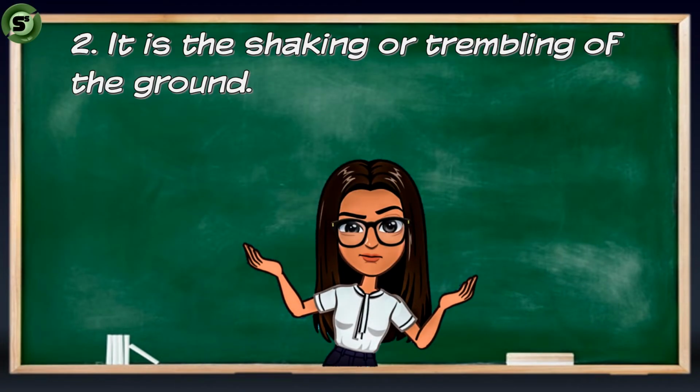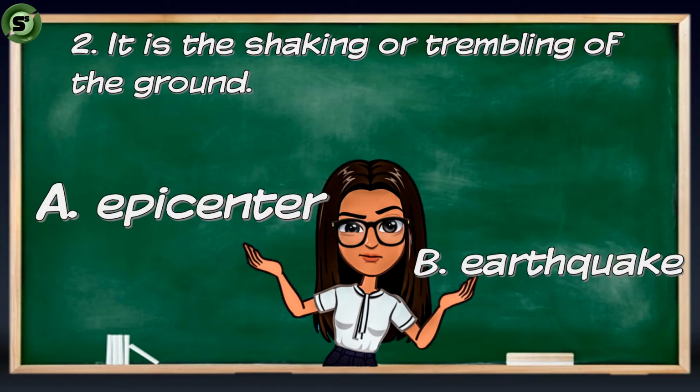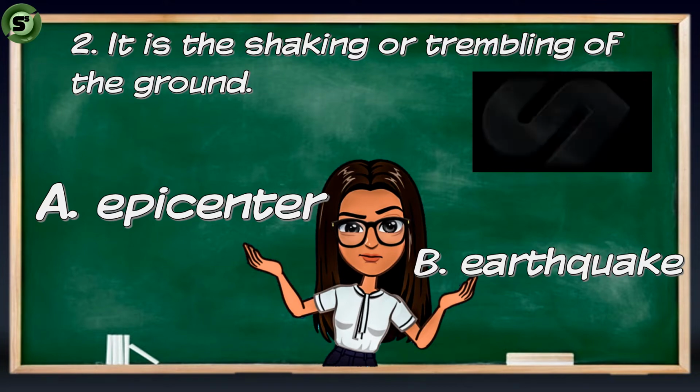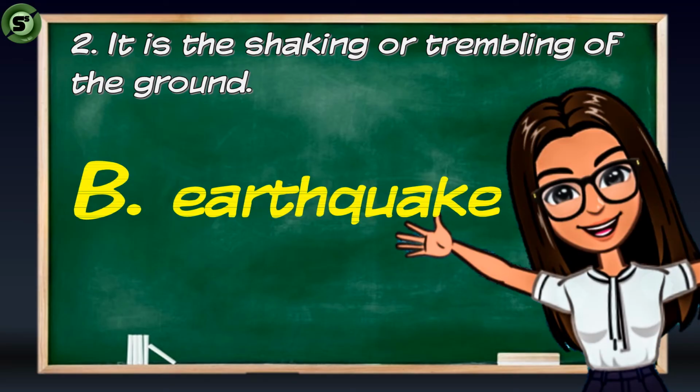Number 2. It is the shaking or trembling of the ground. Is it A. Epicenter, or B. Earthquake? Of course. You are right. It is earthquake. Letter B. Because epicenter is the origin of an earthquake.